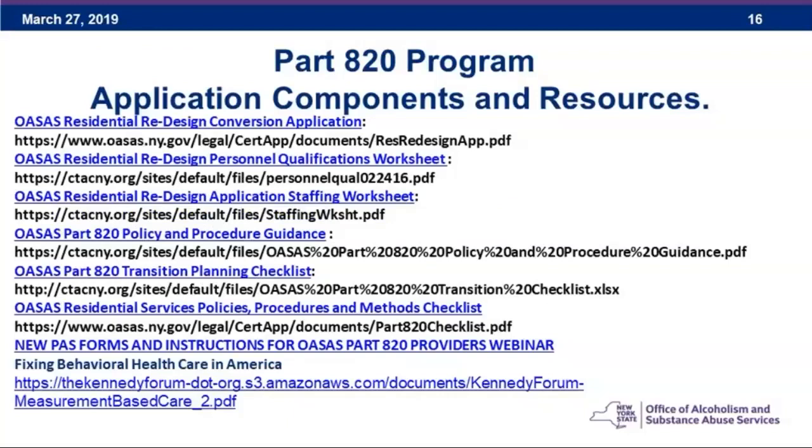On this particular slide, there are several links. The Oasis Residential Redesign Conversion application can be linked through this particular hyperlink. There's a Residential Redesign Personnel Qualification Sheet. Again, that's linked through this hyperlink. There's guidance in the development of Part 820 policies and procedures.